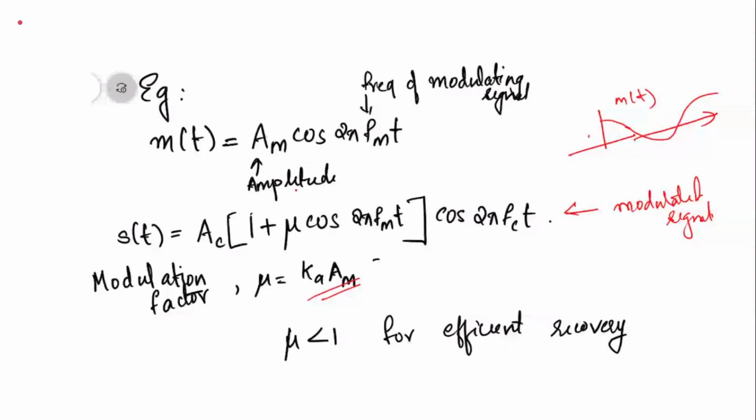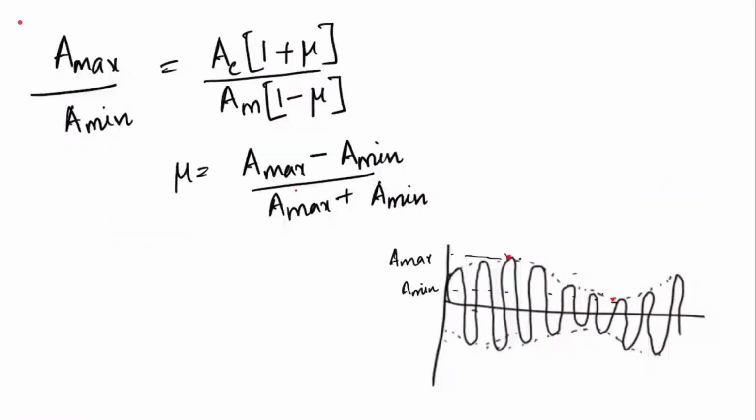See, you have a modulating signal, Am cos 2 pi fmt, and S of t is a modulated signal. It has this particular form, and the expression for the modulation index will be A max minus A min by A max plus A min.